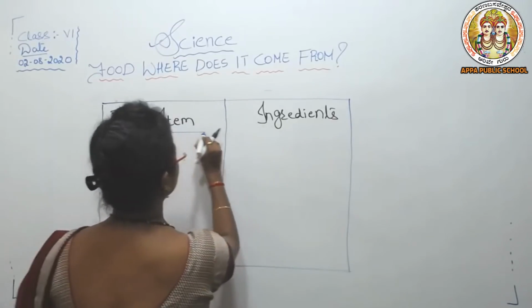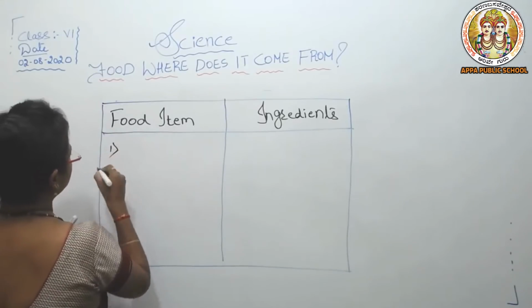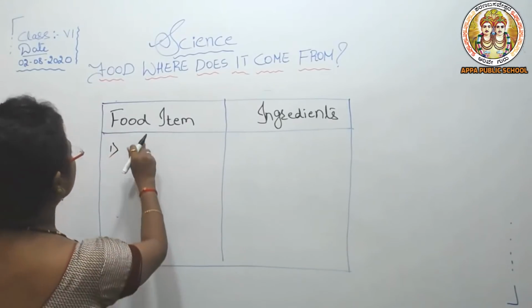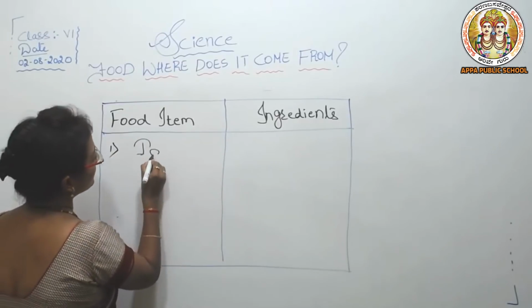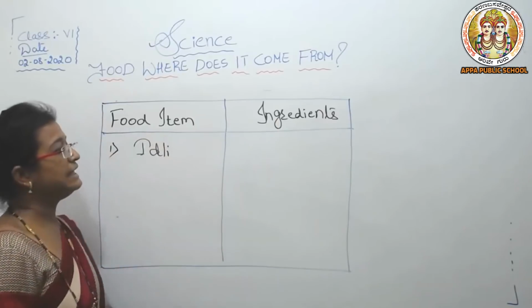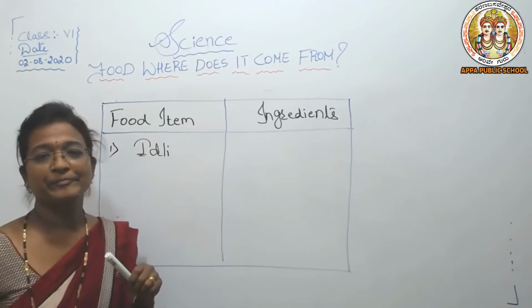So this is one small table. Here we will take one dish and see what ingredients we need. Which food item will we take? We will take idli. Okay. So what are the ingredients we need to prepare this idli?